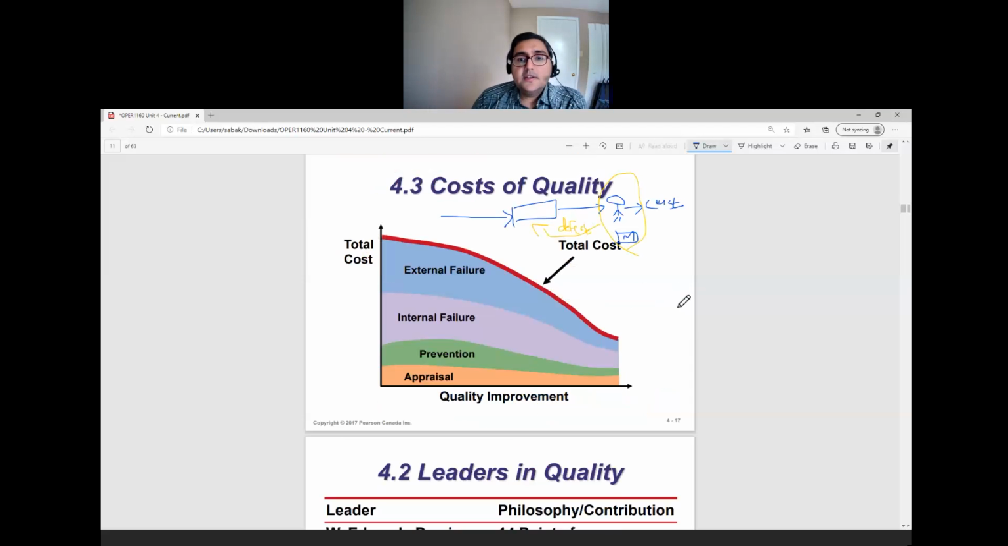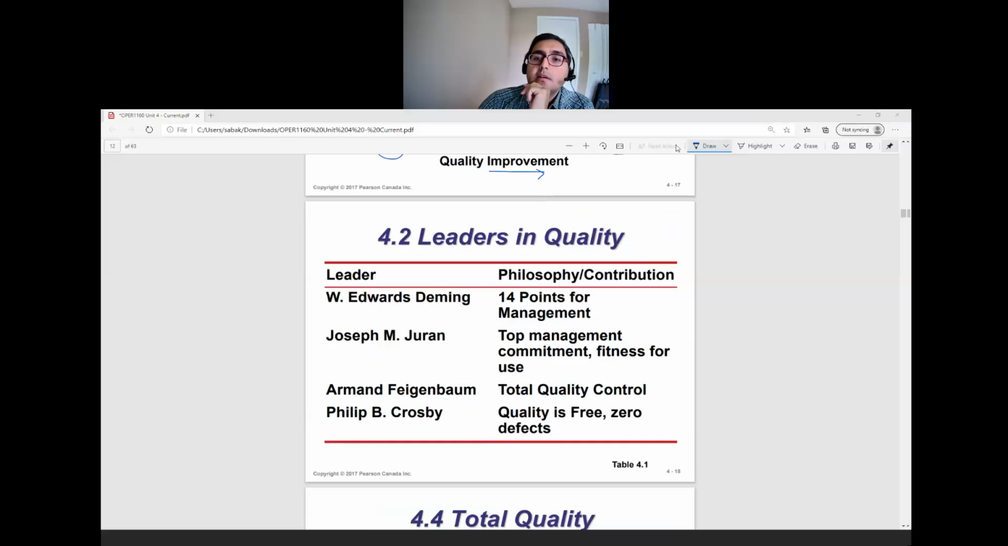Okay. Now, let's see what is shown in the next slide. At the beginning of your quality improvement journey, you might be spending a lot on external failure and internal failure. But as time progresses, the total cost which you're spending is going to be far lesser than what you were spending earlier. It actually shows the maturity of your quality journey.